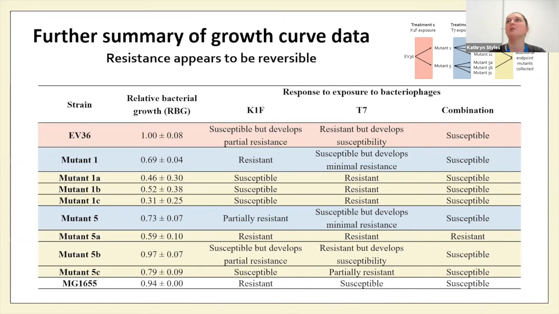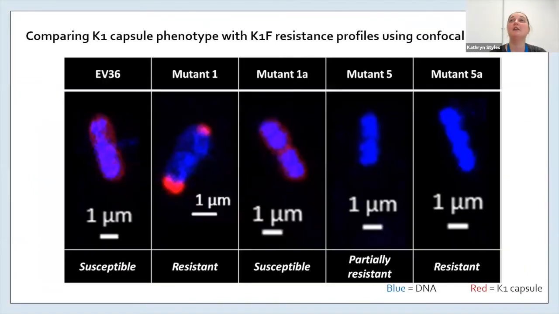So obviously it's something we wanted to prove and find out further. The first thing we did was we got some confocal microscope images. We wanted to see what exactly was happening to this K1 capsule. On the left, as you can see, there's EV36, the wild type strain. We've highlighted DNA in blue, and in red is an antibody specific to the K1 capsule. So you can see there nicely the capsule around the entire cell.